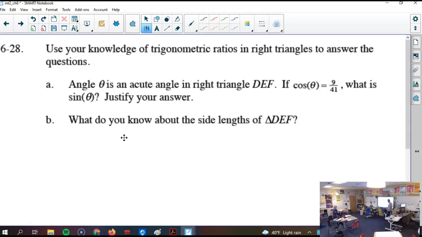So what if we're told cosine of theta is 9 over 41? What is the sine of theta then? 41 over 9 squared.